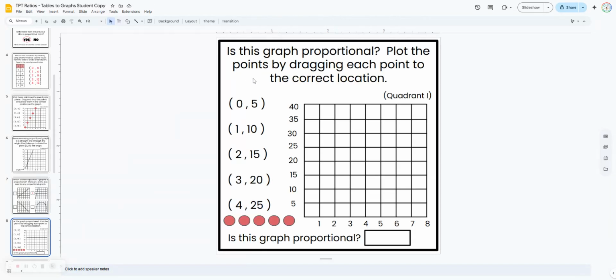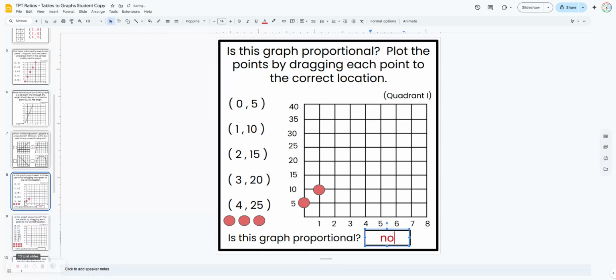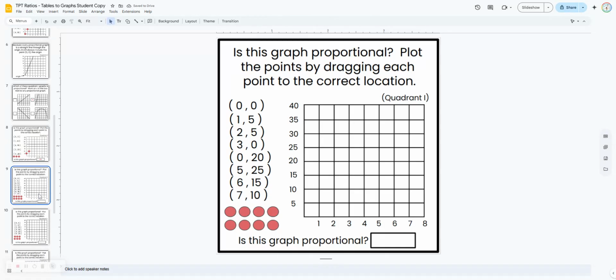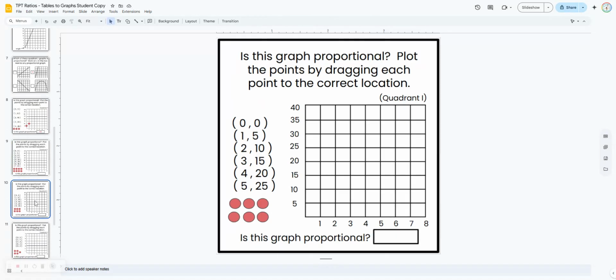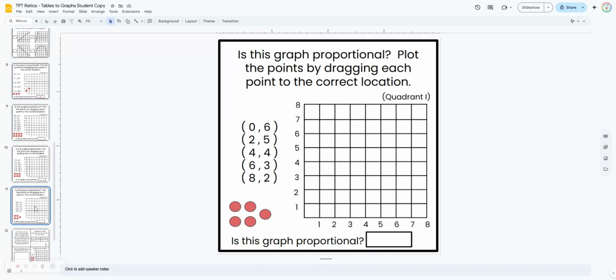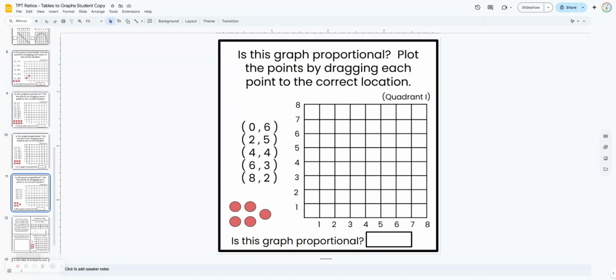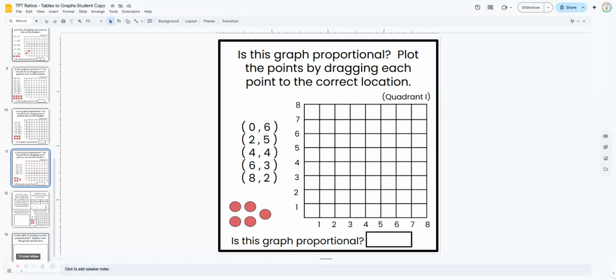Now on the next slide, students are going to determine whether this graph is proportional by plotting the points and then seeing if it's a straight line through the origin. So here we have 0, 5, 1, 10, and so on. They're going to plot all of the points, but they can see here that it doesn't go through the origin. So is the graph proportional? They're going to type in no. They're going to do the same thing on the next graph and the next two graphs. So they get a little bit of practice plotting points and then determining whether it's a proportional graph.